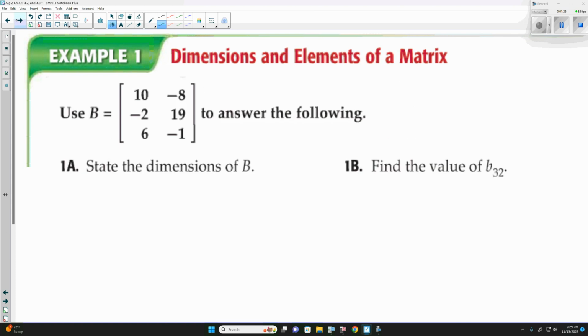State the dimensions of matrix B. 3 rows, 2 columns, so it is a 3 by 2. Find the value of element b 3, 2. -1. Third row, second column is -1. The top left is element 1, 1, first row, first column. Questions on these here?